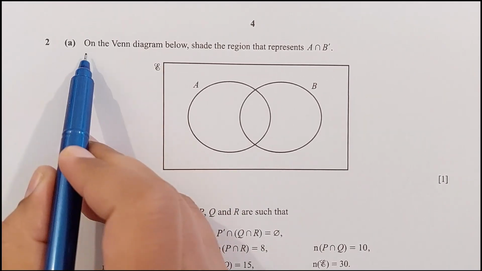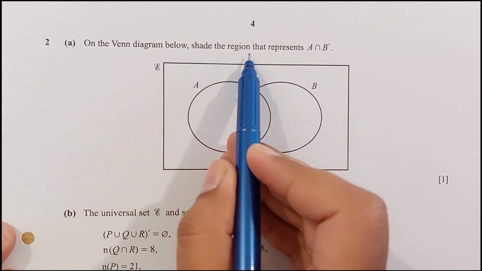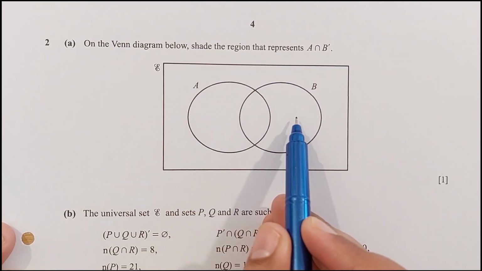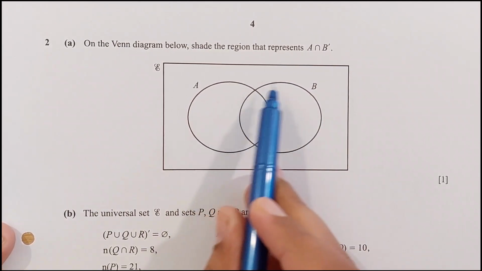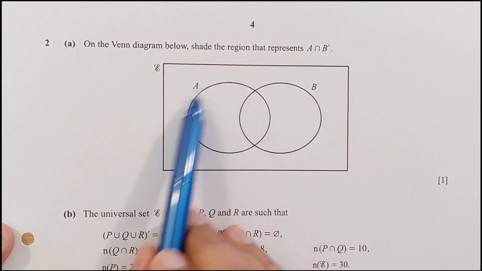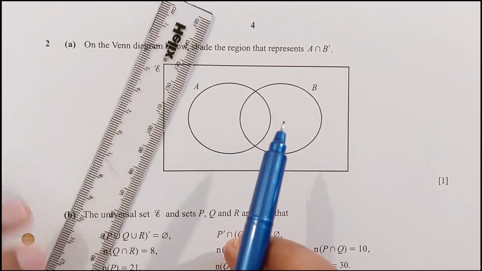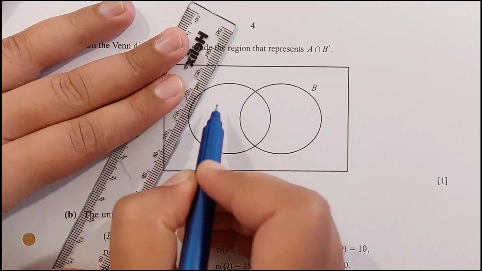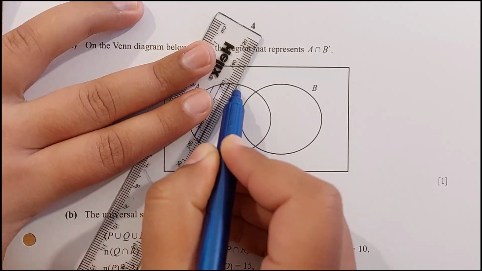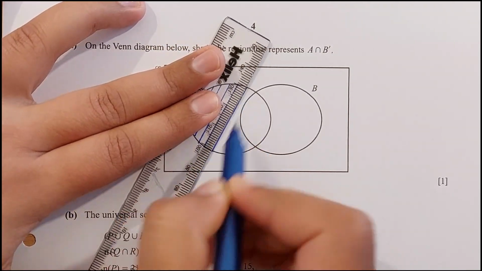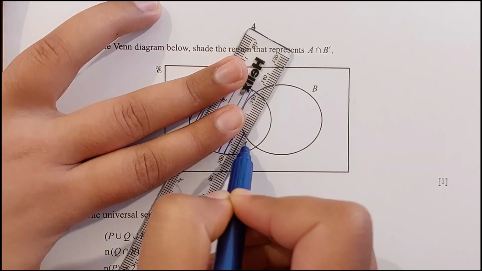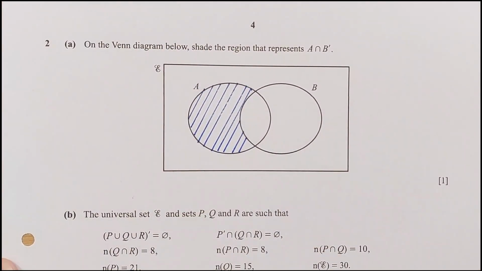Question number 2, part A. On the Venn diagram below, shade the region that represents A intersection with B complement. So this is B, and B complement is the region that is outside of B, and its intersection with A. So the only shaded region is this set A, not including B. Yes, so this is the shaded region.